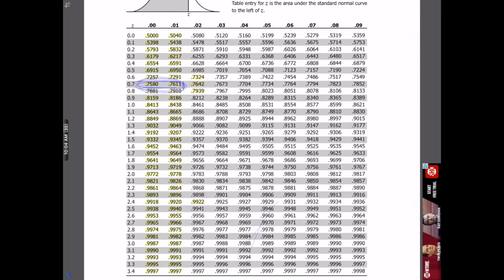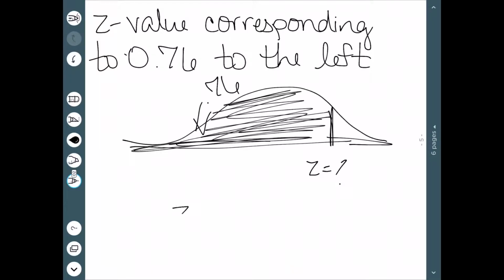we have 0.7580 and 0.7611, but we don't have exactly 0.76. In this case, we default to the closer of the two. 0.7611 is the closest we can get, so we have a z-score of 0.71. So moving back to our example, z would be 0.71. If we can't find the exact area, we just default to whatever's the closest.